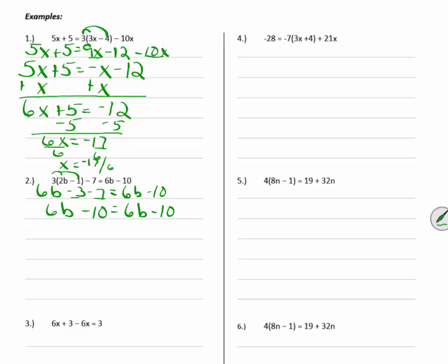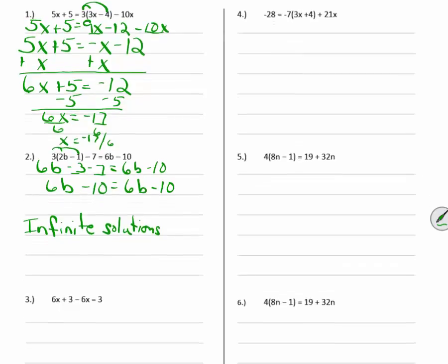When this happens, this has infinite solutions, meaning that it doesn't matter what value of b you put into this equation, it's going to work. There is no one right answer for that variable, because the left side looks like the right side. All right, so let's try this one.